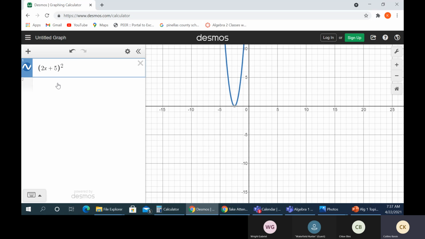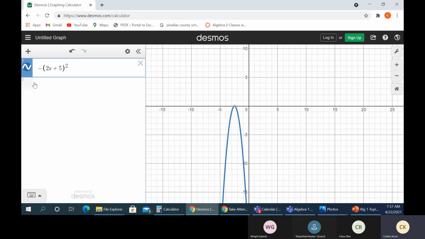Notice that because this is squared, this just comes down and touches right here at minus 2.5. The way you figure that out is you switch the sign, so it becomes minus 5, and you divide by 2. So minus 5 divided by 2 is negative 2.5. At that point, this thing equals 0, and it goes up from there. So to do the reflection, all we have to do is put the negative sign in front of it, like that.